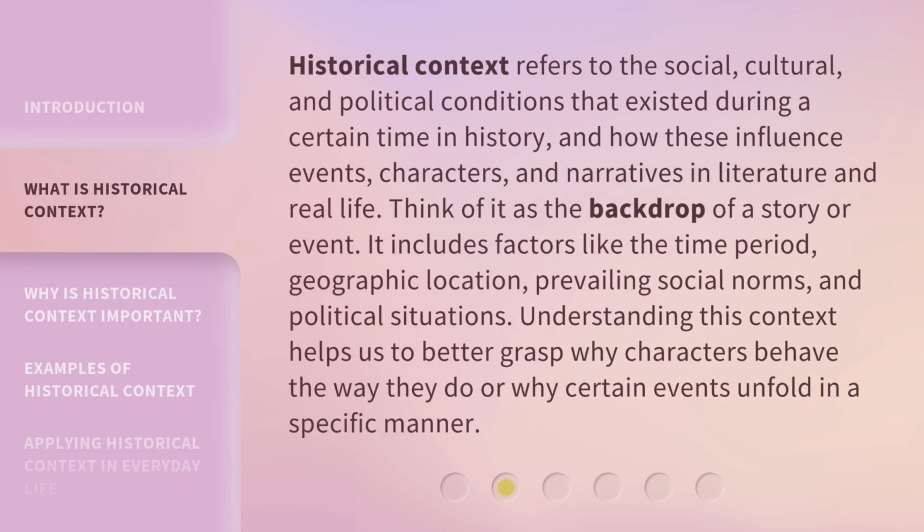Historical context refers to the social, cultural, and political conditions that existed during a certain time in history, and how these influence events, characters, and narratives in literature and real life. Think of it as the backdrop of a story or event. It includes factors like the time period, geographic location, prevailing social norms, and political situations. Understanding this context helps us to better grasp why characters behave the way they do or why certain events unfold in a specific manner.